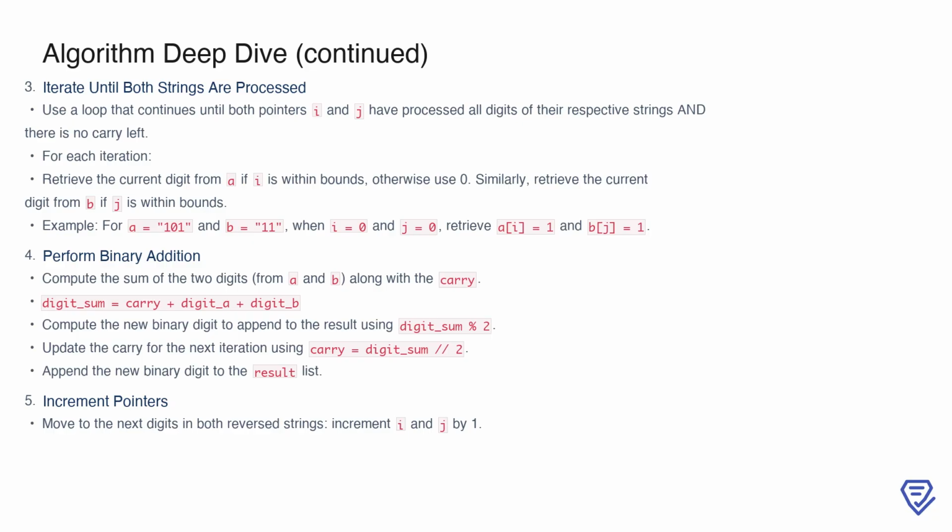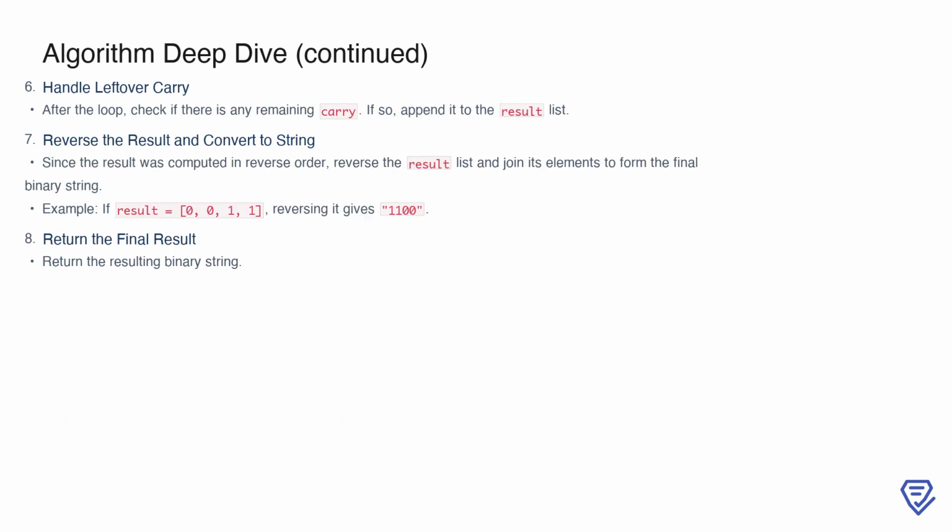The sum, or digit_sum, determines the new binary digit to add to the result, which is calculated using digit_sum % 2. The carry for the next iteration is updated using digit_sum // 2. This new binary digit is appended to the result list, and both pointers, i and j, are incremented to move to the next digits. Once the iteration is complete, there may still be a remaining carry. If so, this leftover carry is appended to the result list to ensure no value is lost.